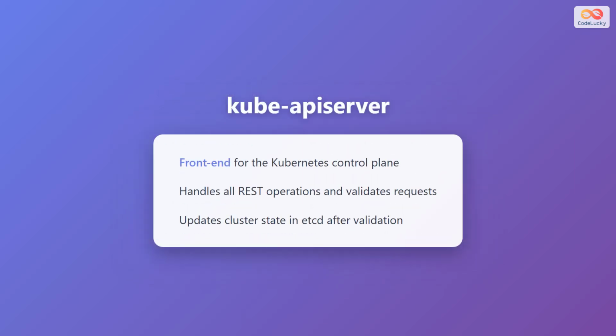Let's dive deeper into kube-apiserver. It serves as the front-end for the Kubernetes control plane. Every request you make using kubectl or any other tool goes through the API server. It handles all REST operations, validates incoming requests, and then updates the cluster state in etcd after validation. Think of it as the gatekeeper that ensures only valid operations are performed on your cluster.